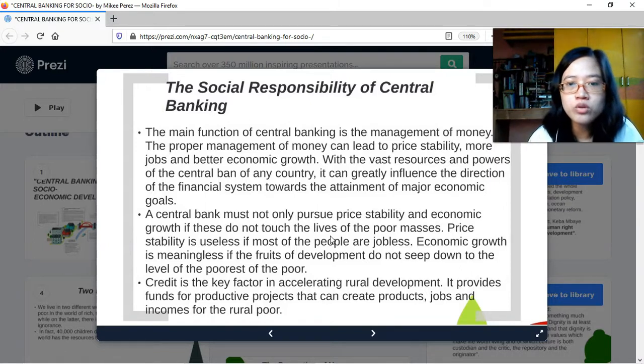The central bank must not only pursue price stability and economic growth if these do not touch the lives of the poor masses. Price stability is useless if most of the people are jobless. Economic growth is meaningless if the fruits of development do not seep down to the level of the poorest of the poor. Credit is the key factor in accelerating rural development. It provides funds for productive projects that can create products, jobs, and incomes for the rural poor.